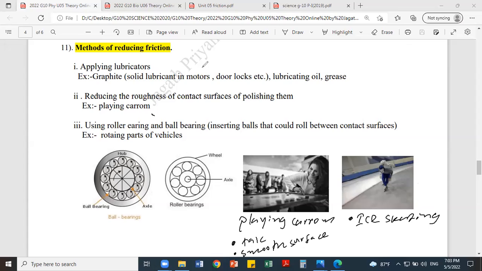Okay. Then this is also very important. Please highlight here: roller bearing and ball bearing. If it is not clear and you want to write it again, this is called a ball bearing. This is a roller bearing.